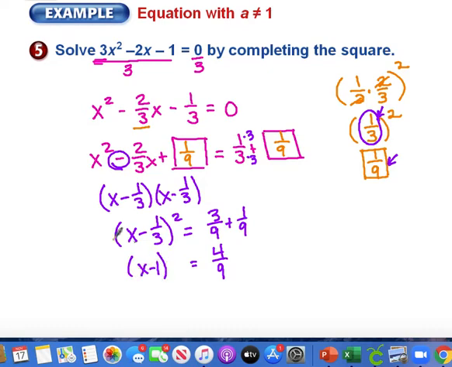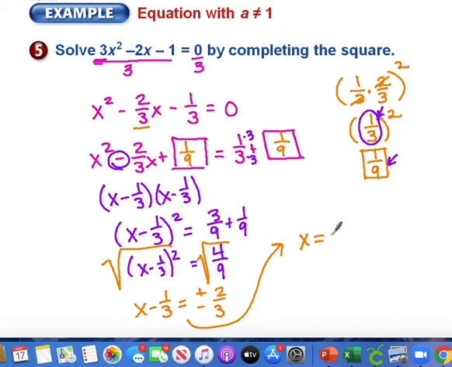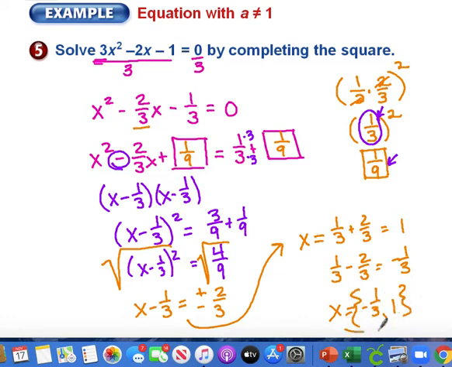And x minus 1/3 squared on the left-hand side. Now I'm ready to use the square root property. That will give me x minus 1/3 equals positive or negative the square root of 4/9, which is 2/3. I'll continue to isolate, and that will give me x equals positive 1/3 plus 2/3, which gives me 1, or positive 1/3 minus 2/3, which gives me negative 1/3. So I have two solutions here, negative 1/3 and positive 1.